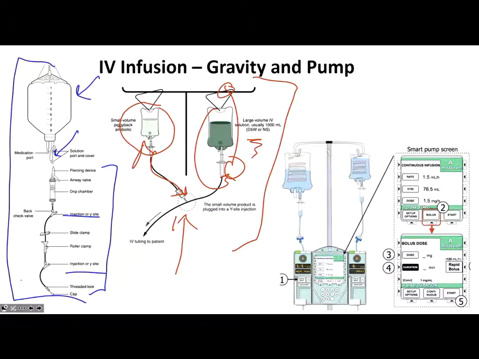The greater the gravity pull on that smaller bag will push it in advance of the larger bag. But as soon as that fluid is all gone, then the larger bag fluid takes over again. But that's why sometimes you'll see these little hook extenders off the IV poles, and it's so that you can lower the continuous infusion in favor of the smaller piggyback. All right? Now, that's all good, and that kind of relates to gravity infusion.